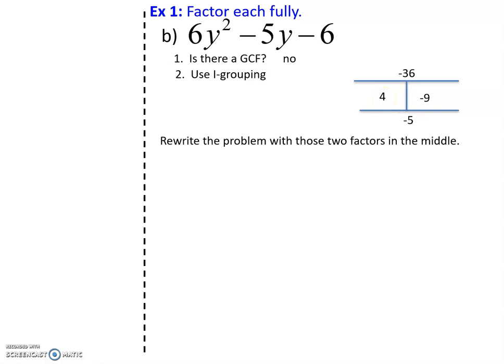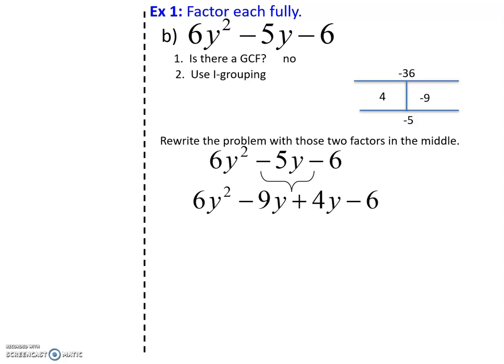So we're going to, again, rewrite the problem with those 2 factors in the middle. So instead of negative 5y, we're going to say negative 9y and 4y. The order of the middle terms does not matter. Okay, let's group and factor.